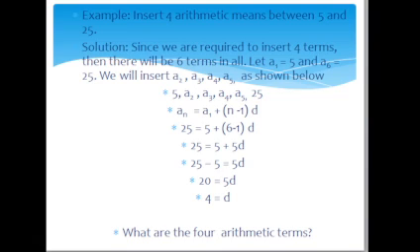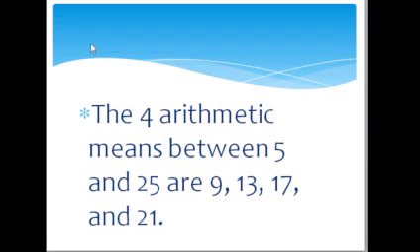Now, we can determine the next 4 terms because we have already the d, or the common difference, which is 4. Now, the question is, what are the 4 arithmetic terms to be inserted in the given 5 and 25? Now, the arithmetic means, or the 4 arithmetic means between 5 and 25 are 9, 13, 17, and 21.